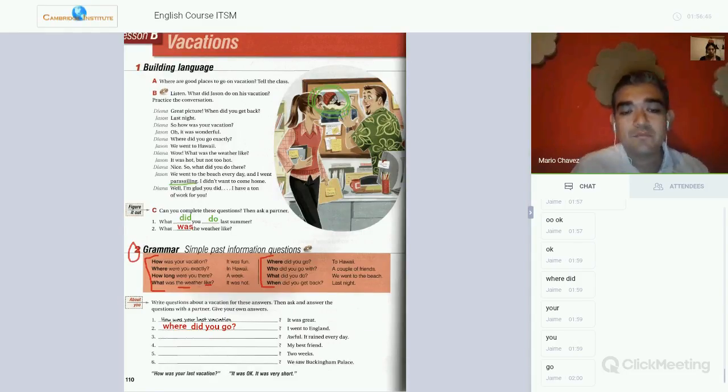Okay. Next one says, awful. It rained every day. What is he talking about? ¿De qué está hablando? What is he talking about? He's talking about the weather. So we might say, the weather. So, what should we say for the weather? ¿Qué pregunta hacemos para el clima? Ese sí está ahí arriba.